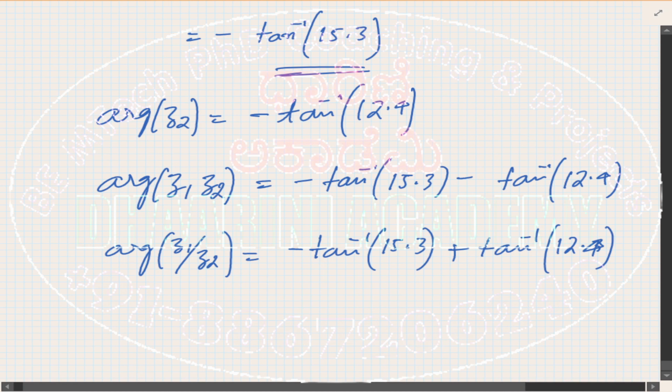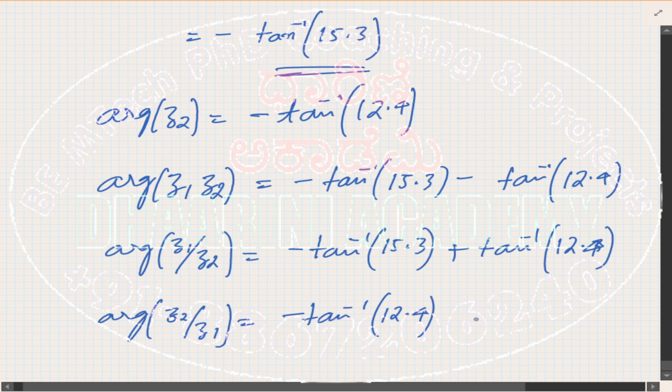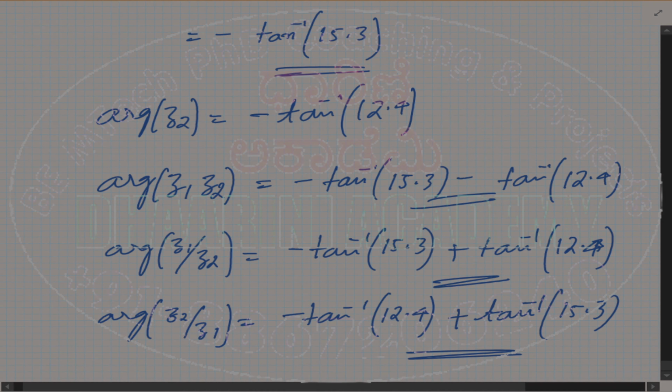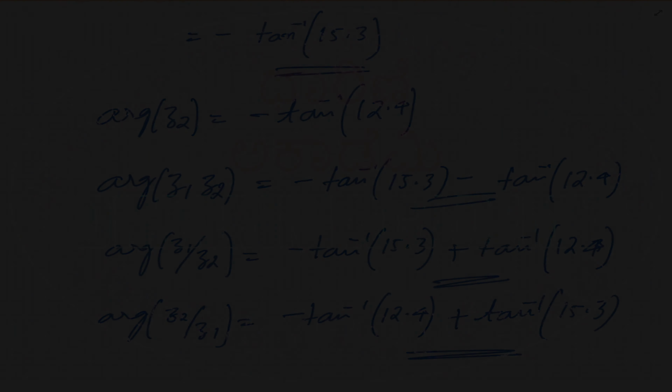Similarly, argument of Z2 by Z1 is, right? So the second one comes first, that is minus tan inverse of 12.4. First one I am subtracting, so minus, it is already minus, it becomes plus tan inverse of 15.3. All right, so these are the required answers.